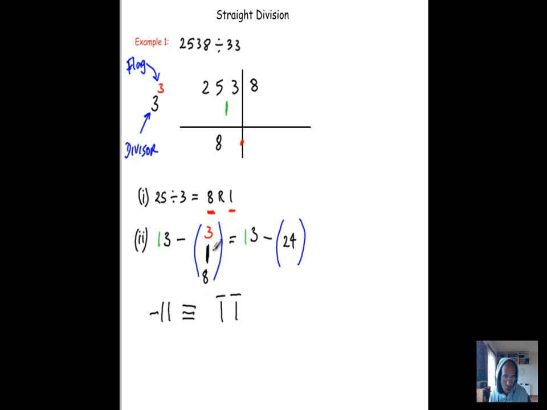Now what are you going to do with that? Because this is the net dividend. Okay. The net dividend, which is the 13 minus the 24, is minus 11. So we're going to take that minus 11, this, and divide that by 3.